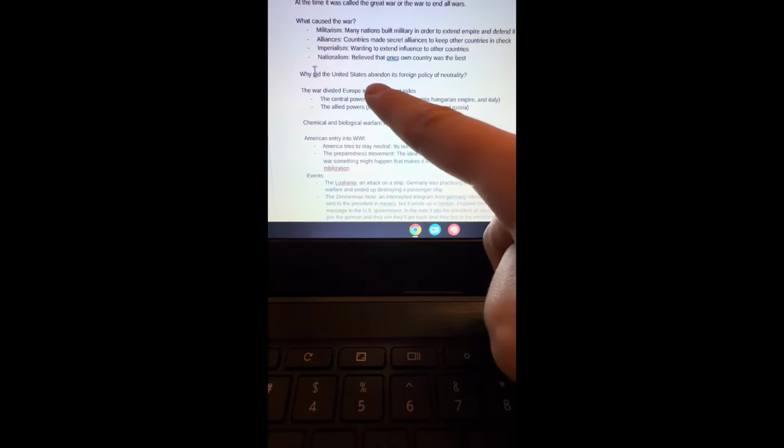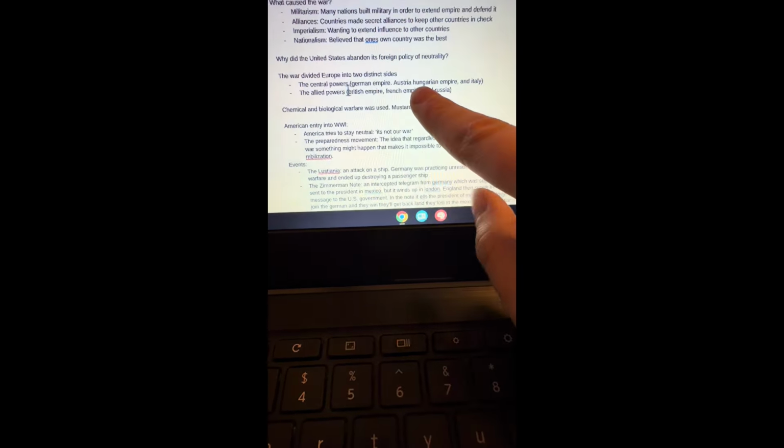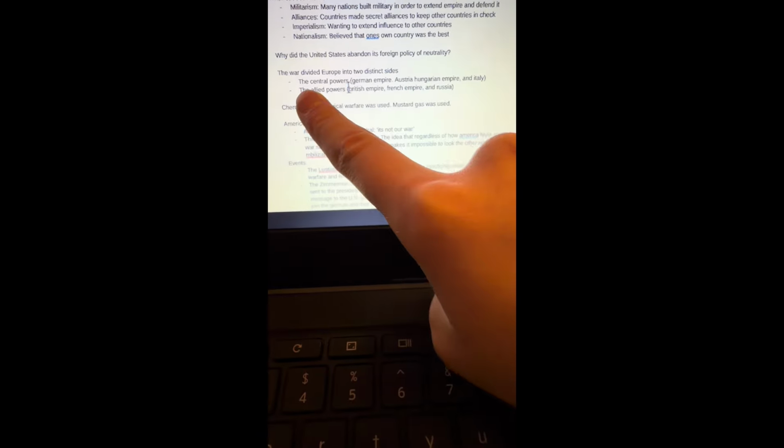Why did the United States abandon its foreign policy of neutrality? Mind you, this is AP US History class, so this will be all about the United States, really. The war divided Europe into two distinct sides. The Central Powers: German Empire, Austro-Hungarian Empire, and Italy. The Allied Powers: British Empire, French Empire, and Russia. That was just something extra I wrote down.